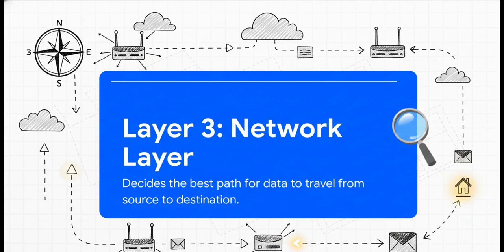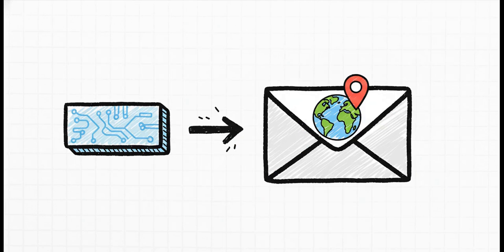Its whole job is to look at the final destination and figure out the absolute best path for your data to take through the huge, messy web of networks that is the internet. This is where routers do their thing. So how does the network layer know where to send anything?